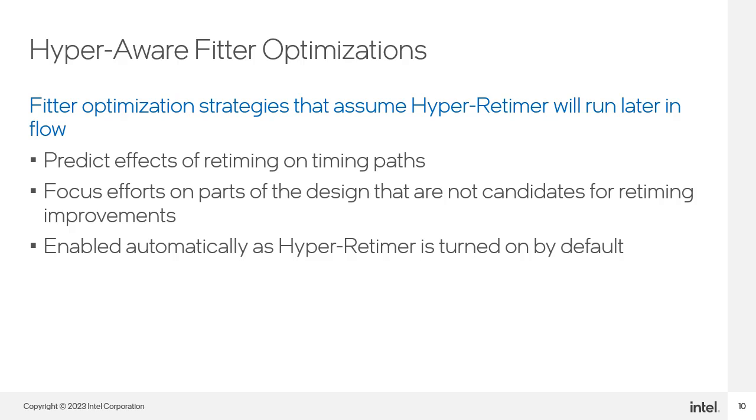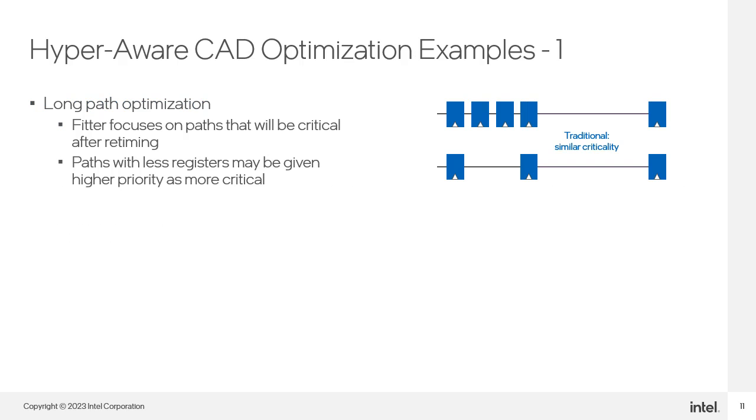Hyper-Aware CAD is enabled automatically when the Hyper-Retimer is turned on, so it is on by default as well. Here are some examples of Hyper-Aware CAD optimizations. The first is called long path optimization, where the fitter focuses on part of the design that will benefit less from the Hyper-Retimer. Otherwise, the fitter wastes cycles optimizing a path to get it to meet performance, only to have the Hyper-Retimer come along later and improve it anyways.